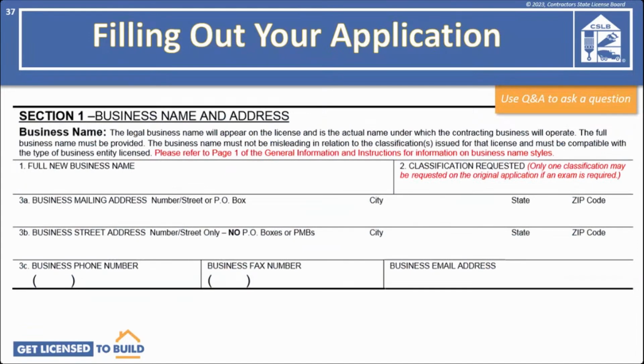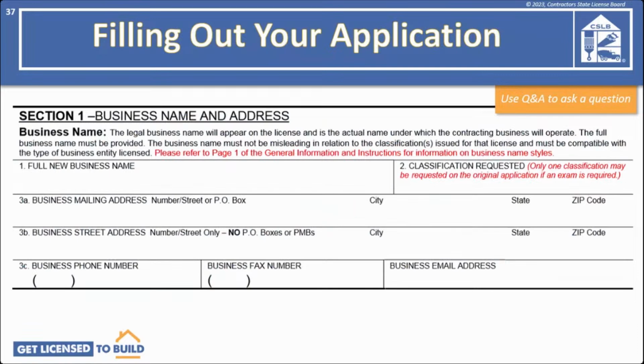Parts of the application, Section 1, business name and address. Now that we have gone through the information you'll need to include, here's a closer look at the application so that you can see where the information goes. Section 1 is where you list your business name.